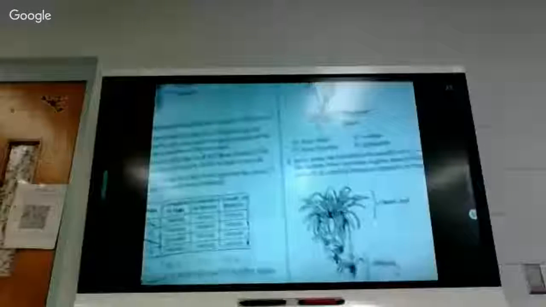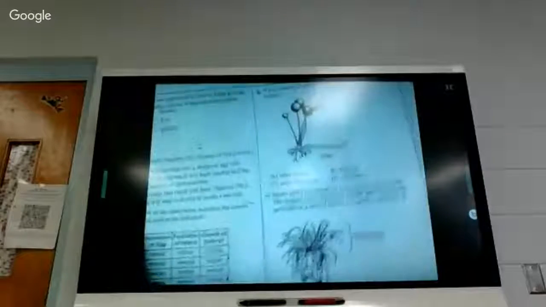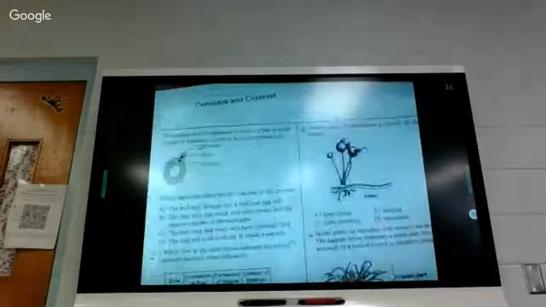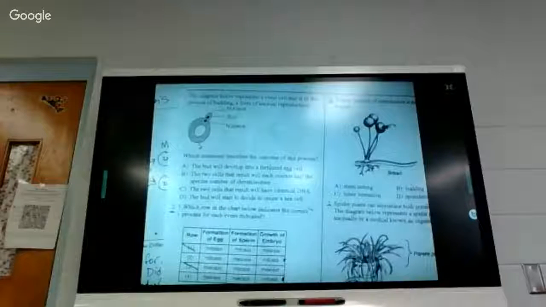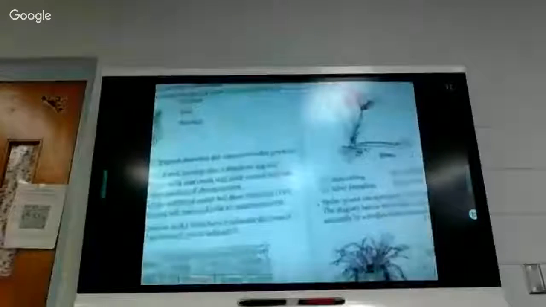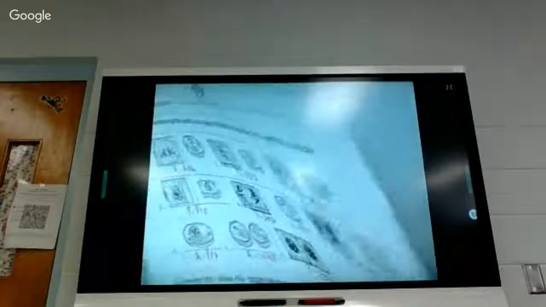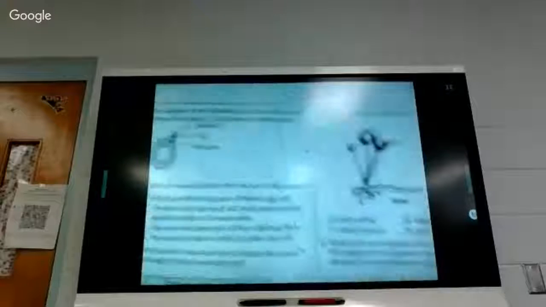answer the rest of these real quick. So this kind of reviews the asexual stuff again, and then we'll go through each of those. Is that in this paper? It has these pictures on it. Like that. It should look like this. Did you get that? Okay, I'll give it to you.